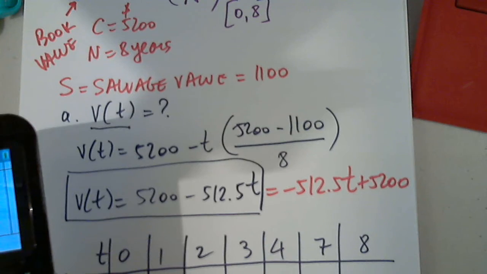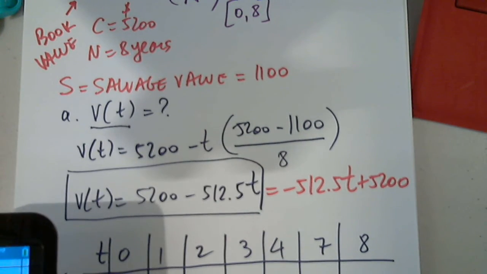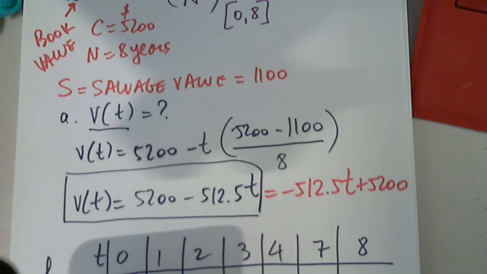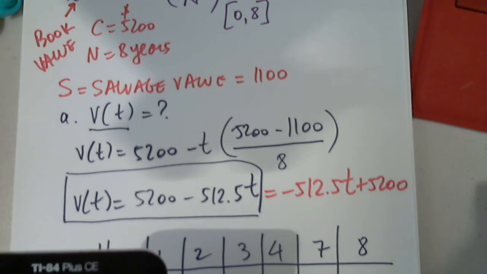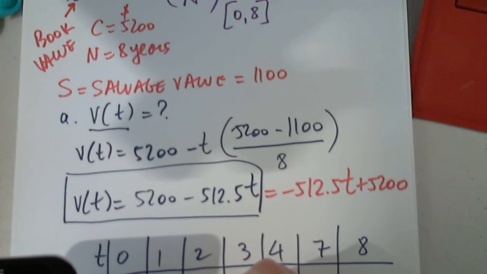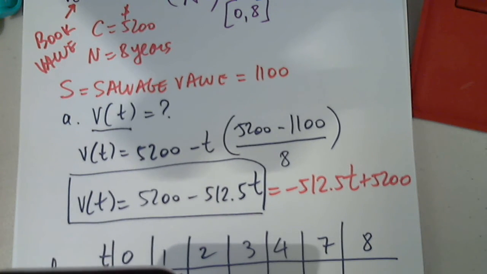And I'm going to plug in 0. And I have to get 5200. I need to plug in 1. And I will get, and it's good to highlight and make sure that everything is in there. So 4687.5. I'm going to plug in 2.